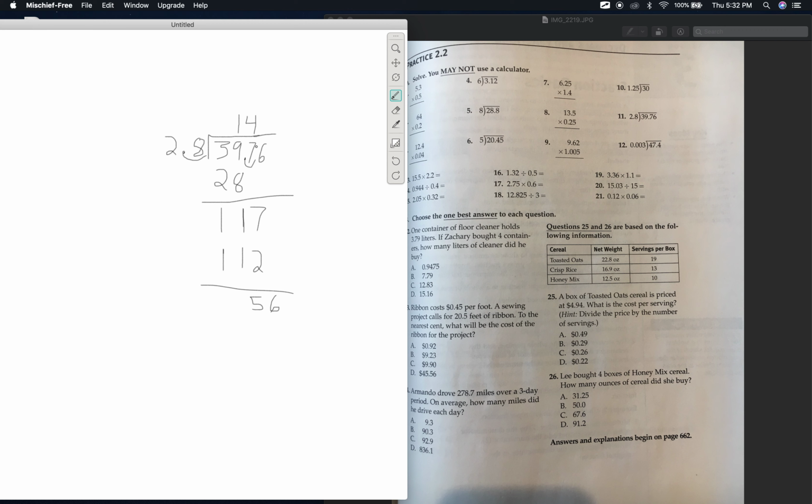Oh, and by the way, we can put the decimal point up here at any time. Brought down 6, 28 goes into 56. Well, 2 times 28 is 56, so we know it's 2 times. And voila. So that's your answer, 14.2. And remember, we only moved it 1 over because in the divisor we only needed to move it 1 over. Okay?